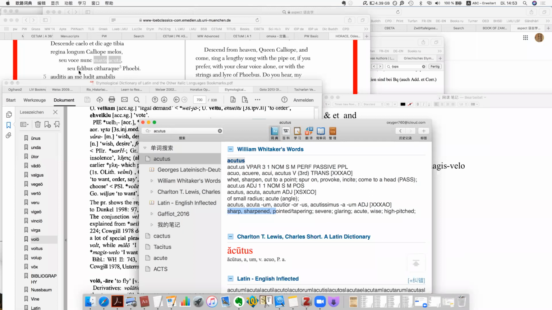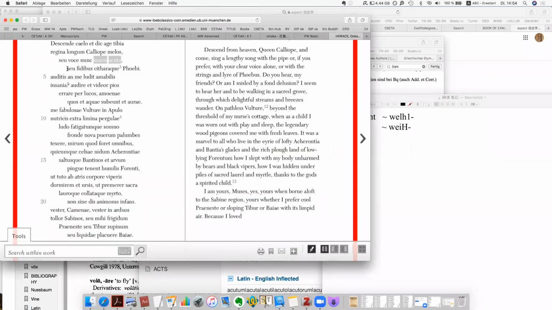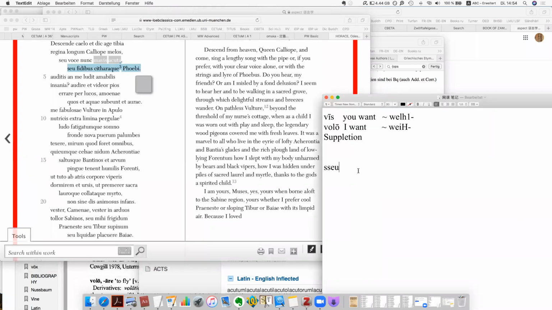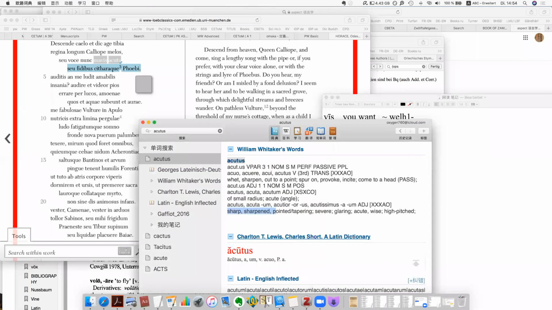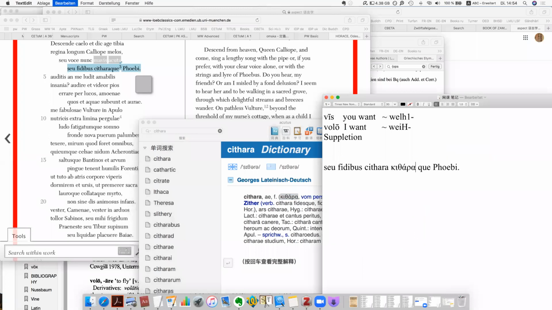Okay, and then, seu fidibus kissaraque foibi, yeah. So this is actually the last sentence is not Latin, it's actually Greek. So let's put it into the original form. So we check it. So cell is again if, right? And this Kisara. Kisara is also Greek. You find it here. Kisara, it's from Greek. Kisara, of course. So it's from Greek Kisara.